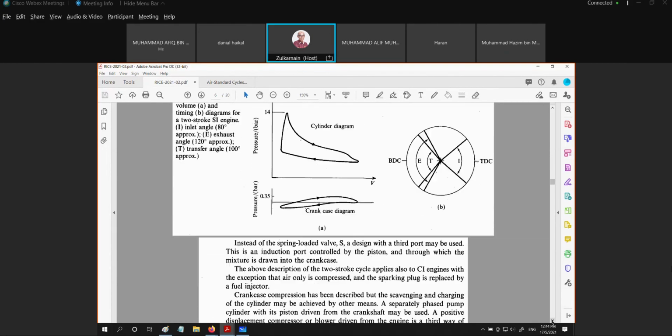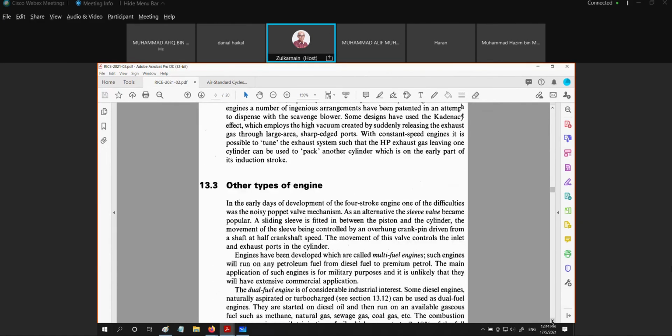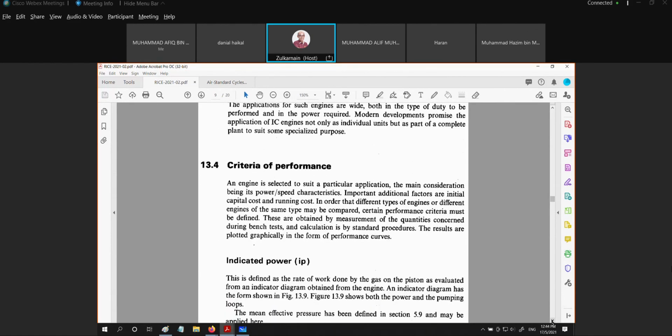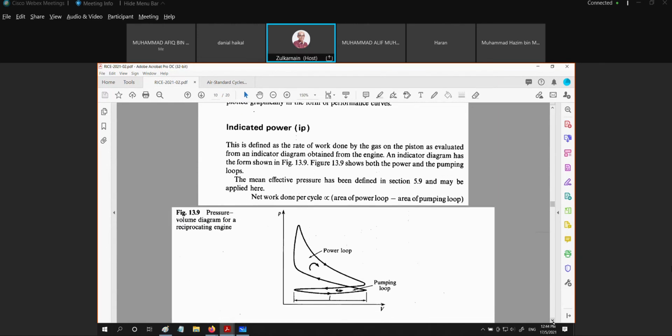Okay, this is the two-stroke. Then I want to show you the performance criteria. Yeah, this is the performance criteria. So this is what I mentioned just now in terms of indicated power. So what is indicated power?